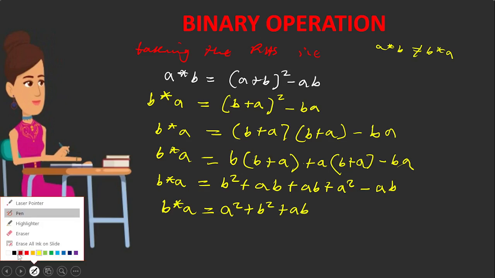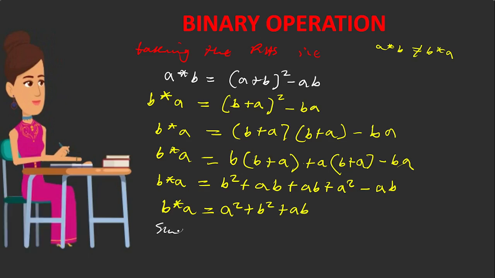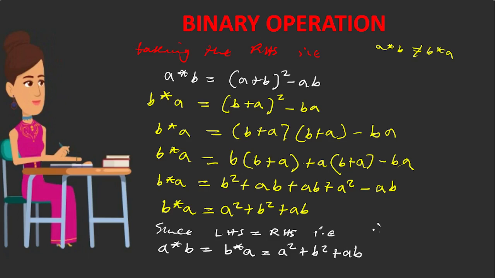Okay, so in such a case, since the left hand side is simply equal to the right hand side, such that A star B is simply equal to B star A, which is equal to A squared plus B squared plus AB. Therefore, the binary operation which is denoted by star is commutative. Since what we have is the same, that means this binary operation is commutative.